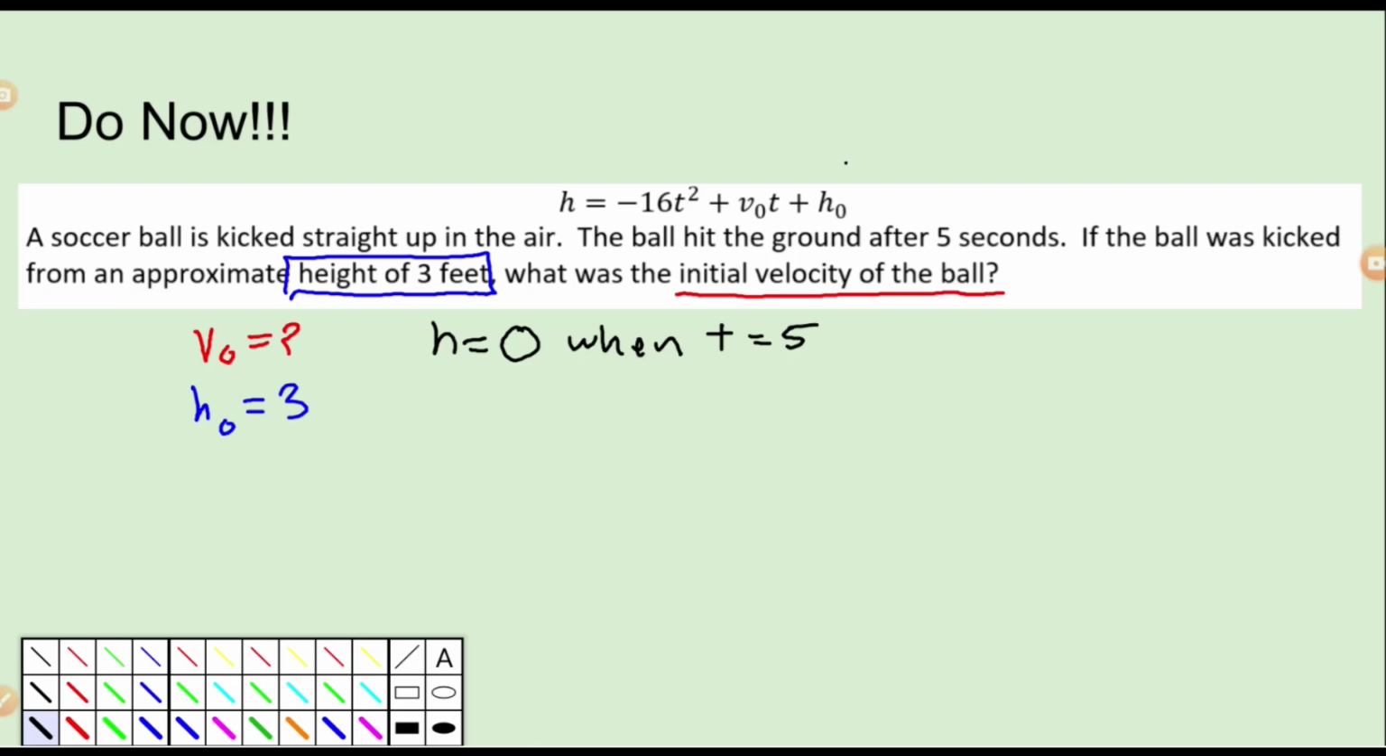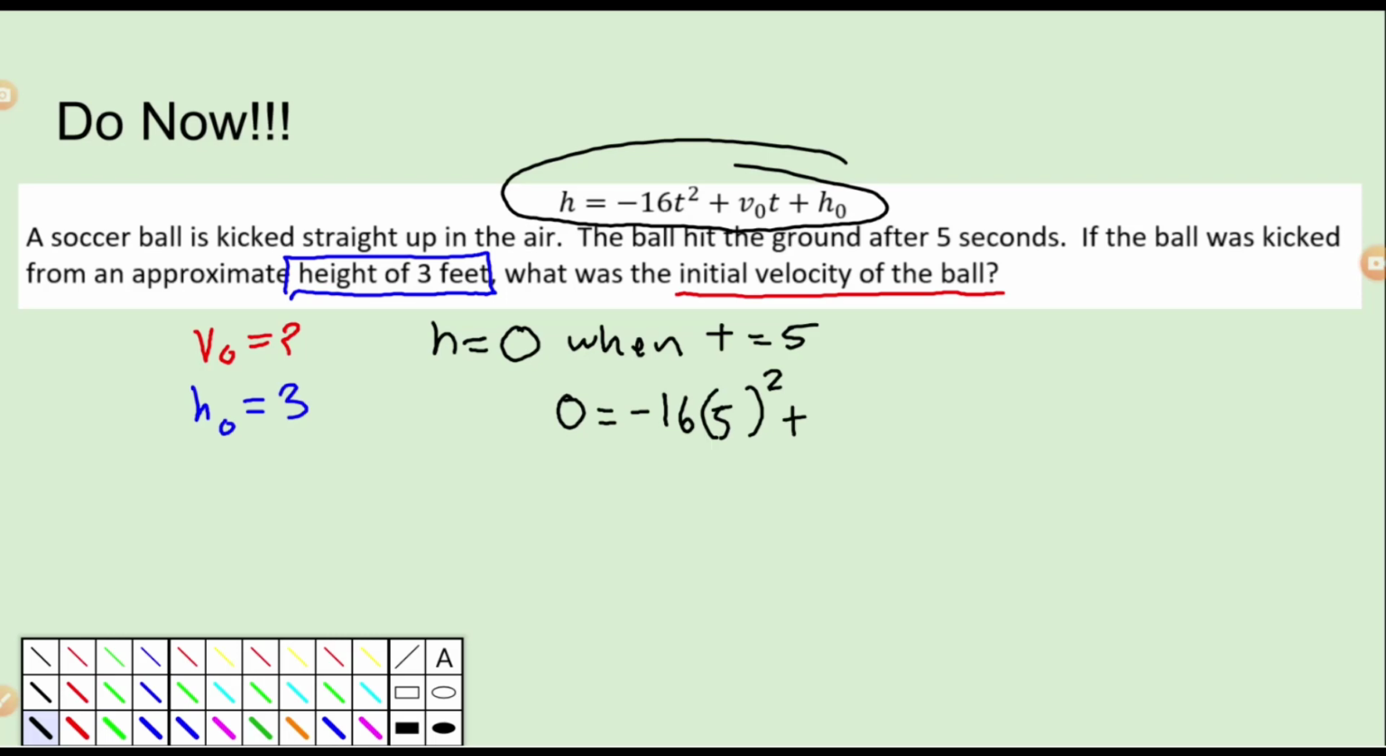So we'll use our formula that we have here. Since it's written, I'm not going to rewrite it, but let's go ahead and solve this. So we have 0 is equal to negative 16 times t, which is 5 in this problem, squared, plus my velocity, which is what I'm looking for, so I won't know that, times time, which is 5, plus your initial height, which is 3. Perfect. We only have one variable. Let's find the initial velocity.